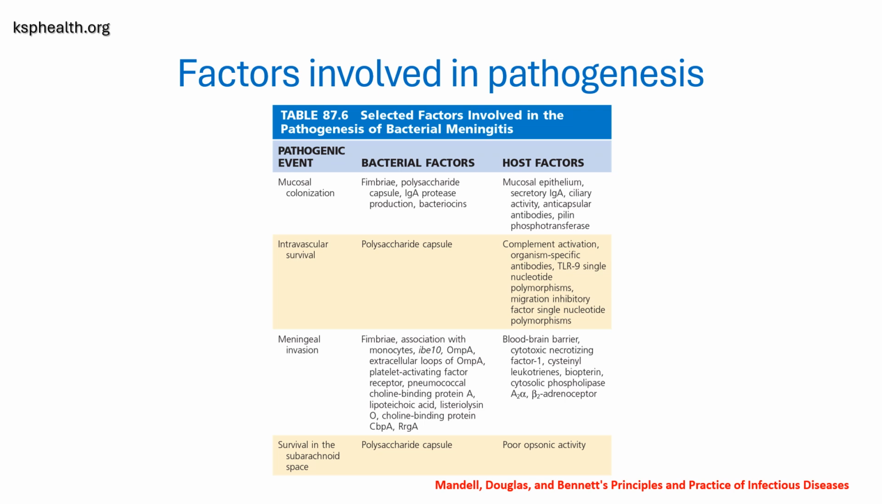The factors involved in pathogenesis are explained in this slide at the mucosal level, intravascular level, meningeal level, and subarachnoid space level. Especially the encapsulated organisms resist destruction and help them evade all the immune barriers, finally ending up in the subarachnoid space. The host factors also play a role, especially complement, opsonic activity, and anatomical barriers. After trauma, leakage of CSF permits access of bacteria to the subarachnoid space.